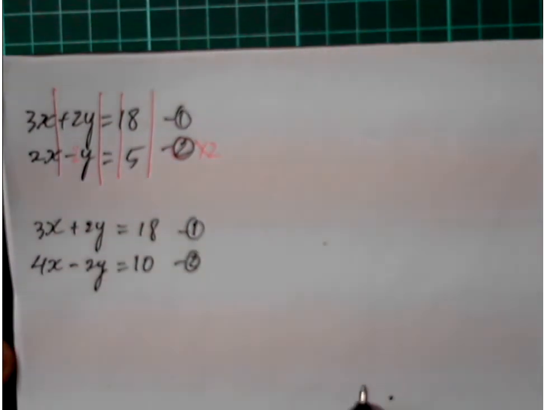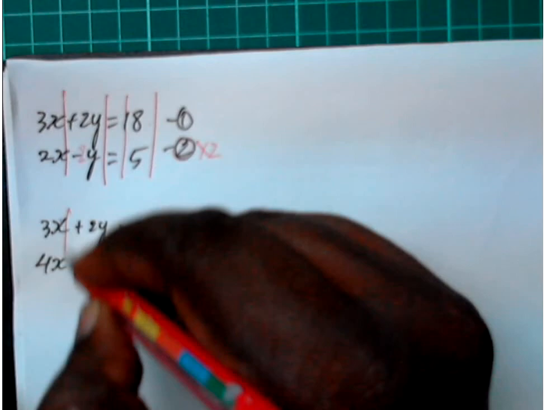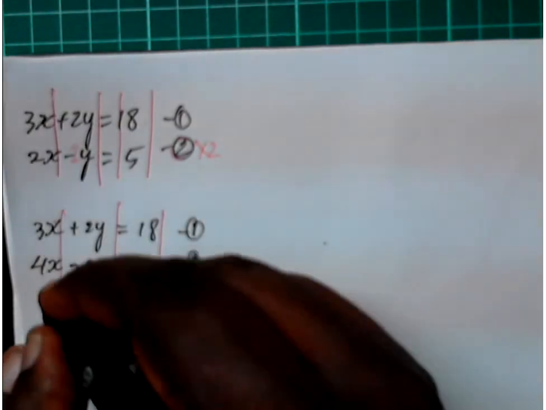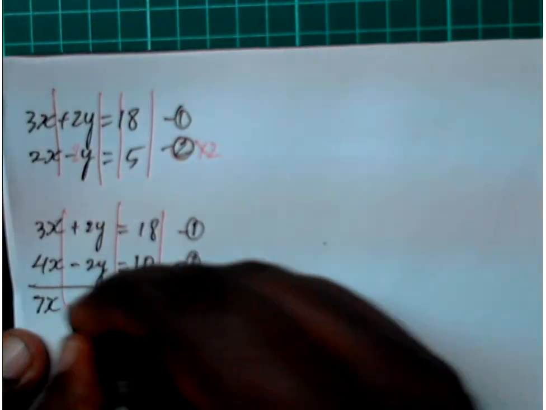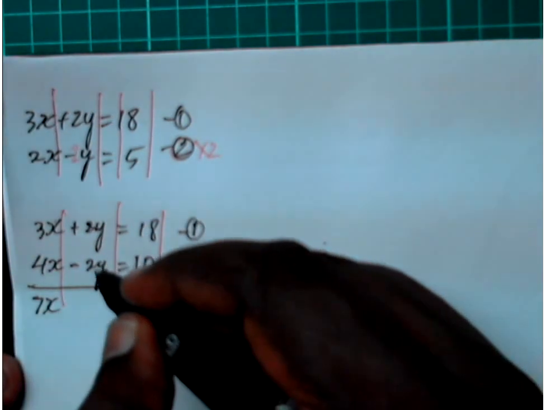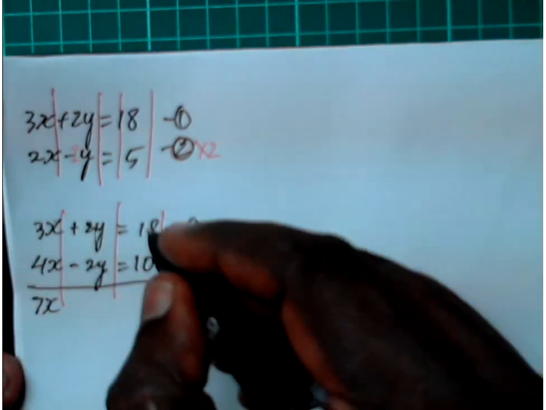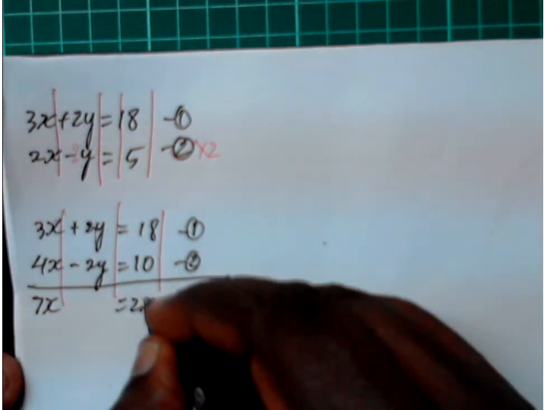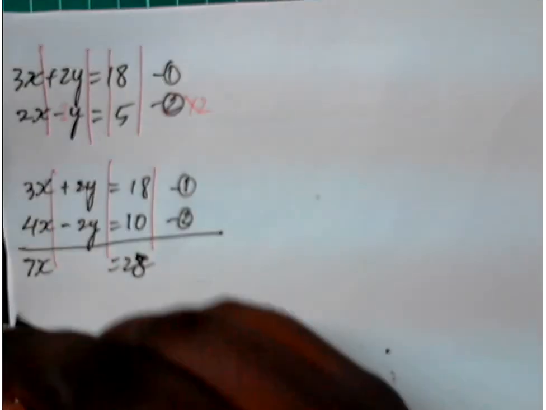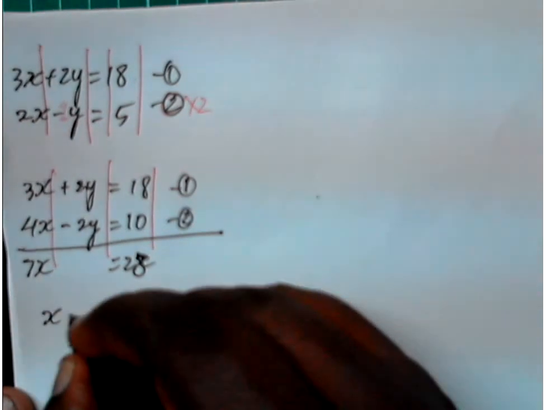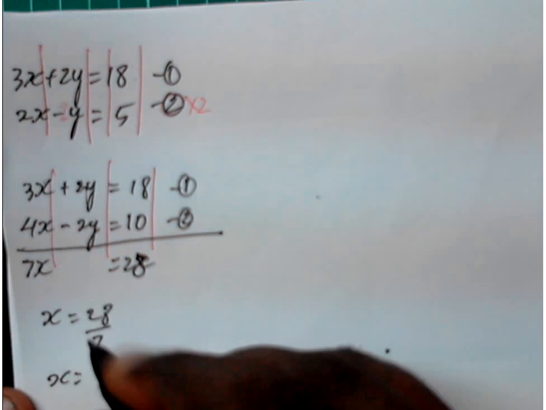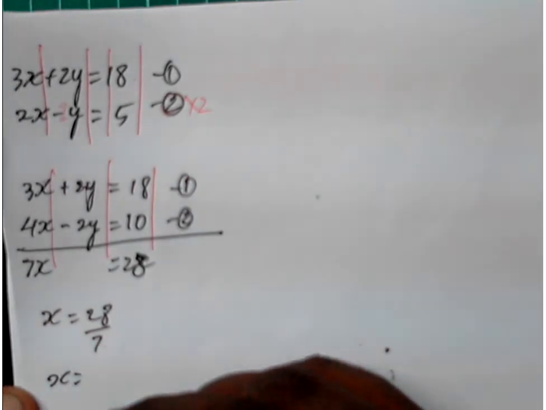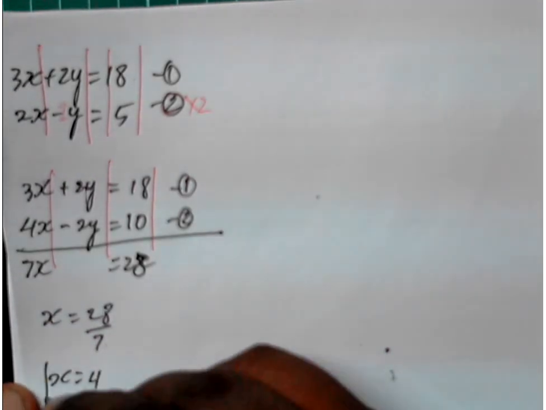Now I will do my imaginary lines again, and I'm going to add 3 plus 4 gives me 7x, plus 2y minus 2y. If I add them up, it goes away. 18 plus 10 is 28. So I will have 7x equals 28, x equals 28 over 7, which is 4. So this is one answer.